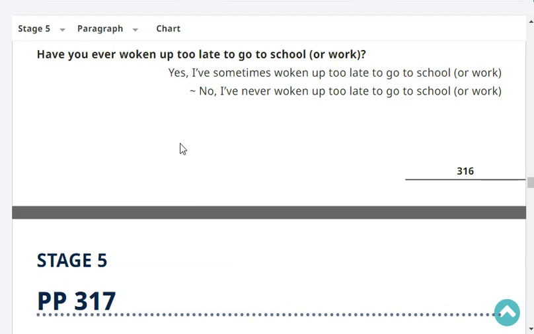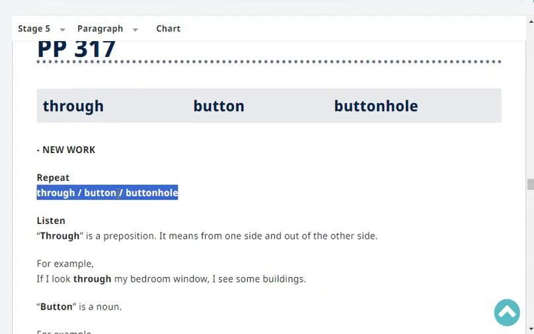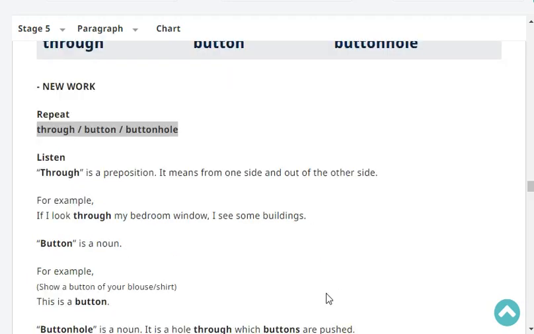Let's have new work. Okay, repeat: through, button, buttonhole. Very good. Okay, listen. Through is a preposition. It means from one side and out the other side. For example, if I look through my bedroom window, I see some trees.